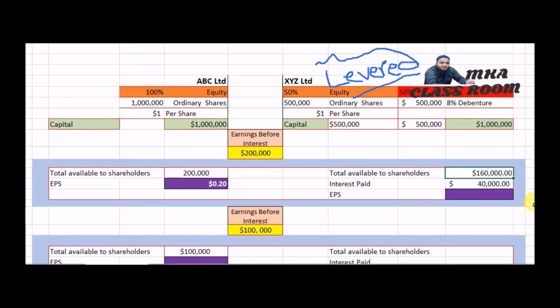So 1,60,000 taka or dollars is available for the shareholders. So what will happen to our EPS? This is our earnings divided by the number of ordinary shares, that means 32 cents. So the levered company's shareholders are getting more than the unlevered company's shareholders. That means if the income is high, then the levered company's shareholders can get more return from their investment.